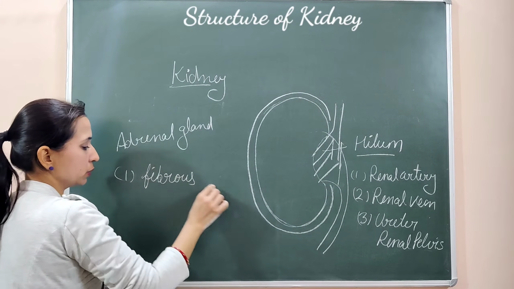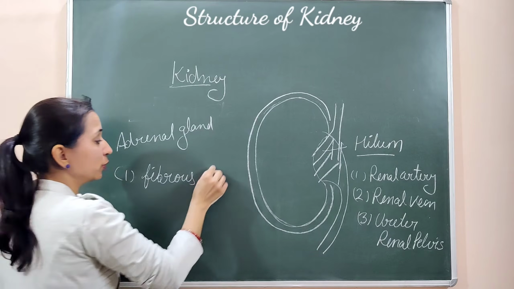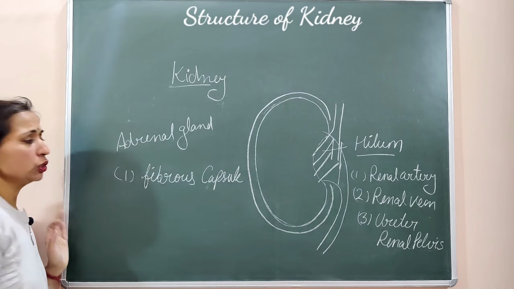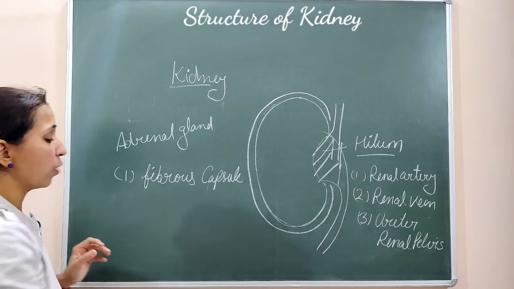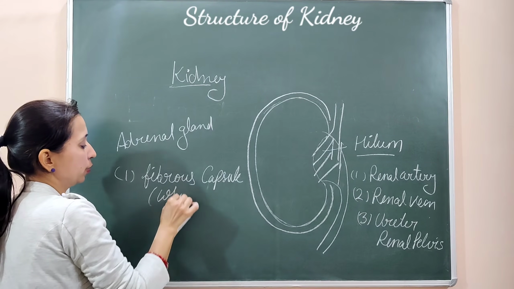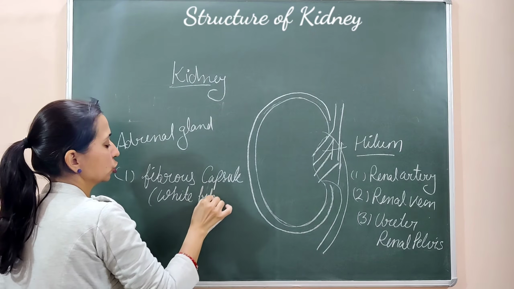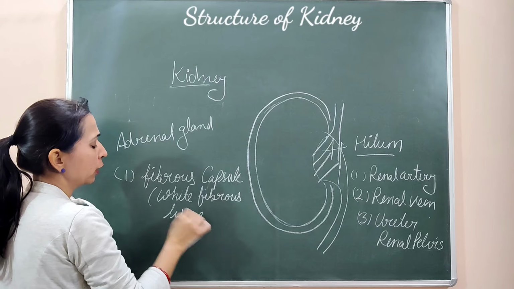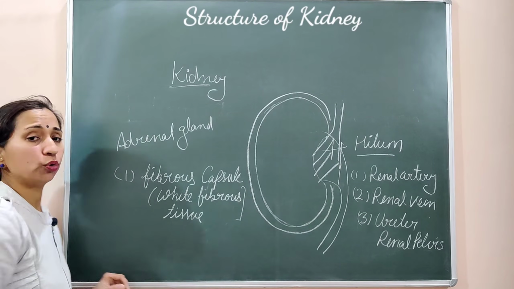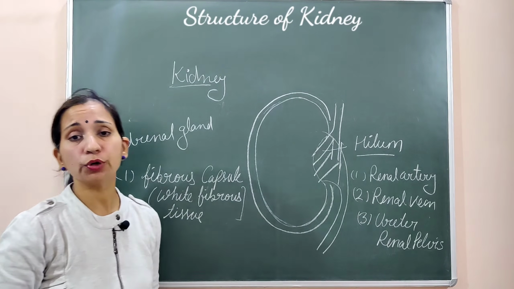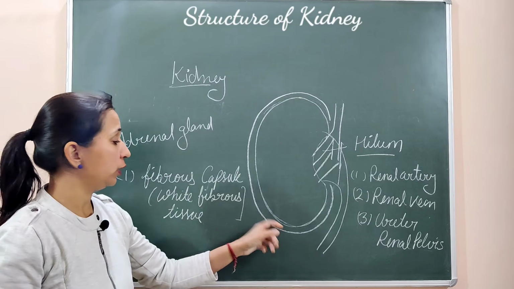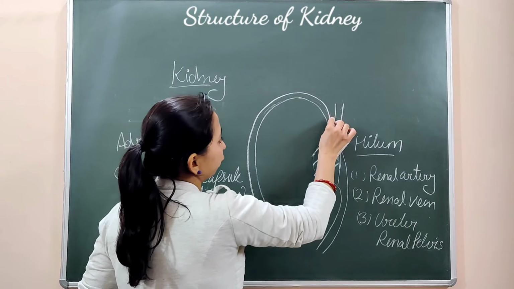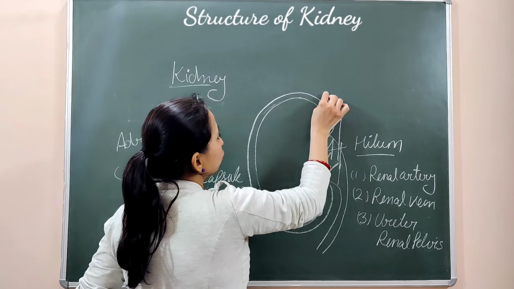It is the fibrous layer, also known as the fibrous capsule. What is this fibrous capsule made of? It's made up of white fibrous tissue, which is basically collagen protein, and it is tough. It provides protection to the kidney. So this is one layer of the kidney, made up of white fibrous tissue. Outside this fibrous capsule, another layer is also present.